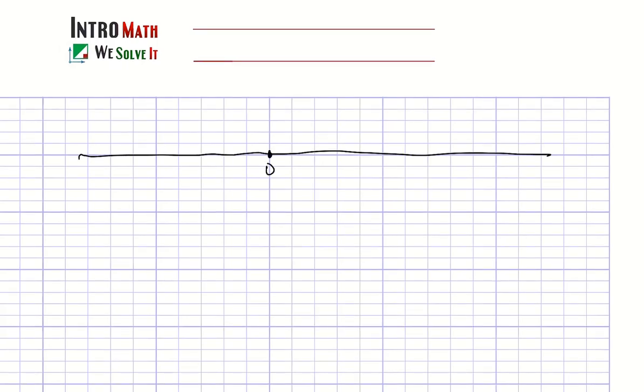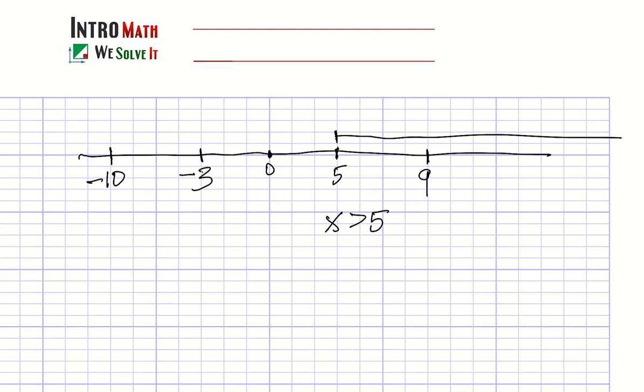Let's say we'll have 0 here, 5 here, and here we'll have 9. And here we'll have minus 3, and here minus 10, okay? Now notice something. If I say x is greater than 5, that means x starts here and goes that way, but 5 is not included. To show that 5 is not included, you draw a circle at 5 but don't shade it, because 5 is not included. You see that, right?